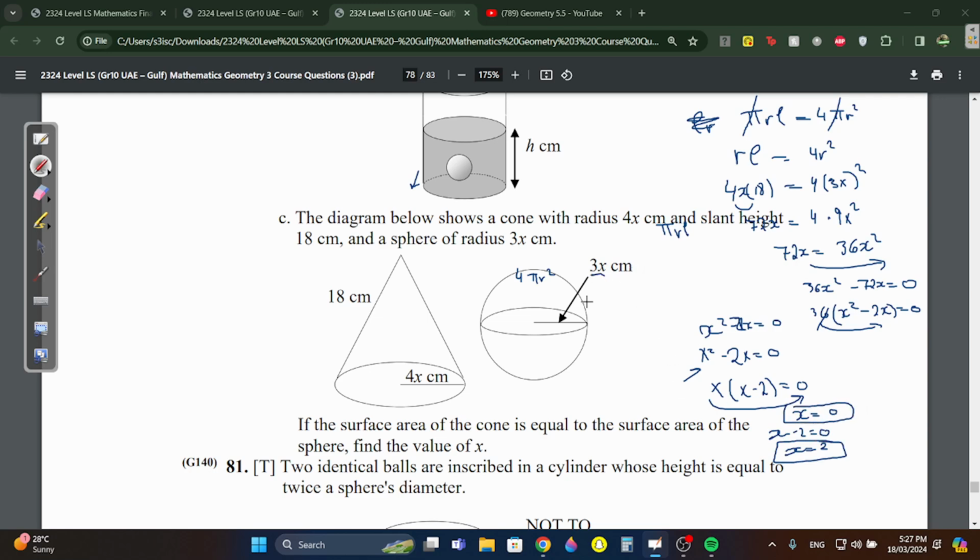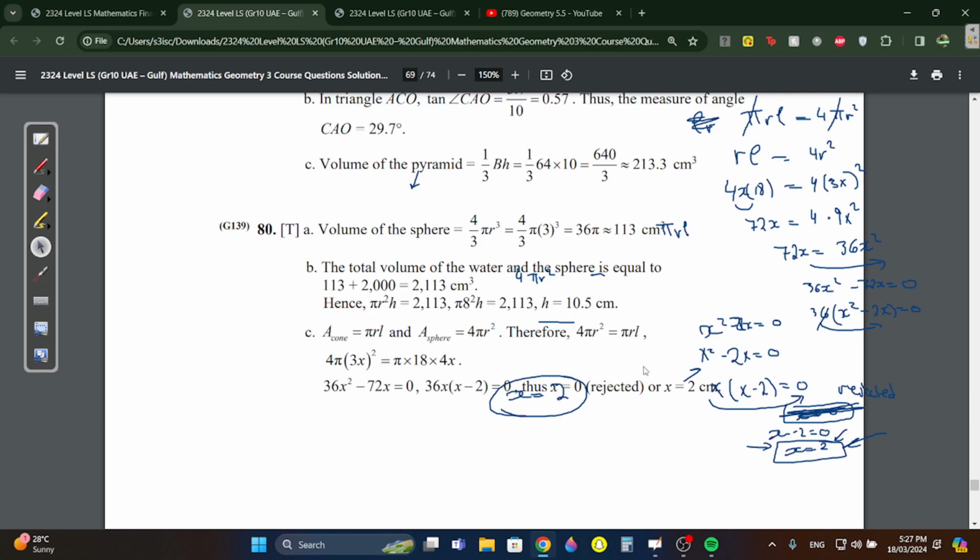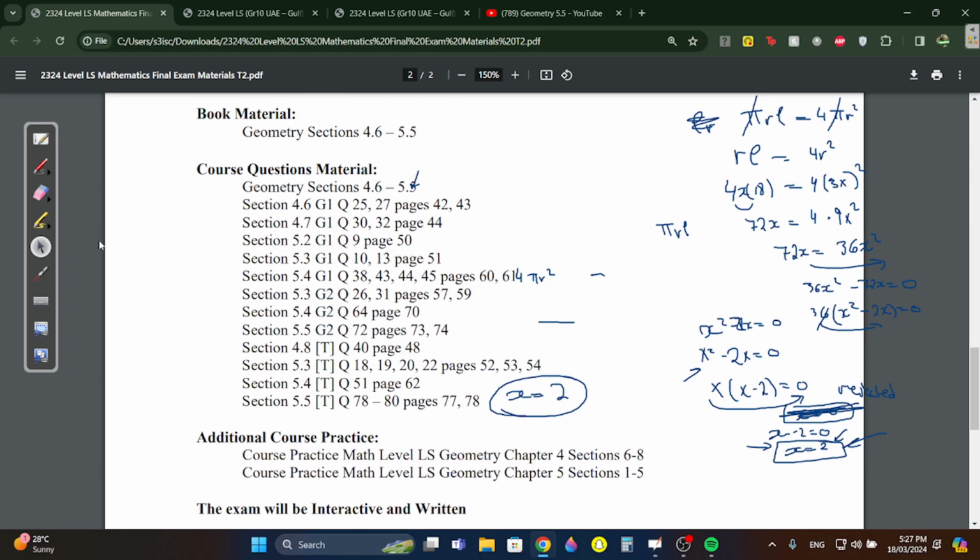Can x be 0? It's a radius. Can it be 0? Obviously not. So we reject it here, but here we take the answer, so x equals 2. That's it. I think x equals 2. Yeah, we're done. That's all the top questions.